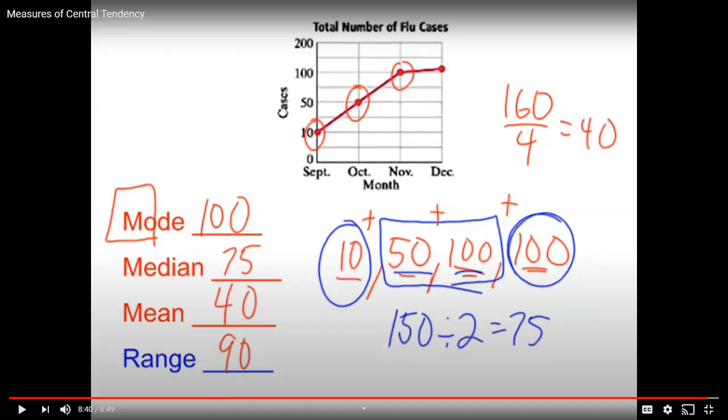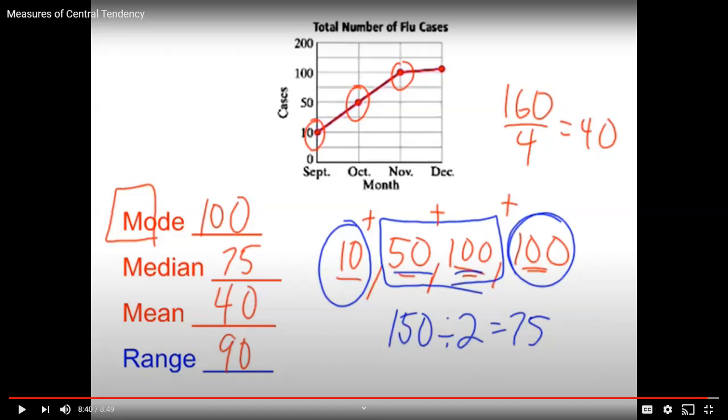We have 4 numbers here. What number appeared more than once? We see that the 100 appeared more than once. It appears twice in the 4 digits that are there. So that means that our mode is 100.